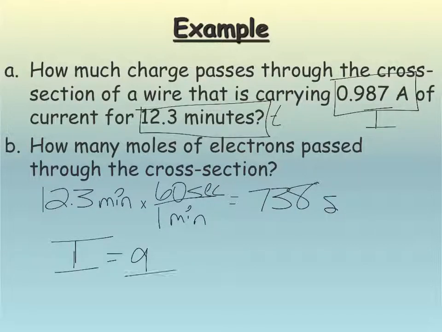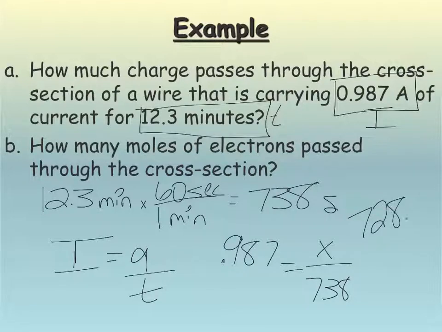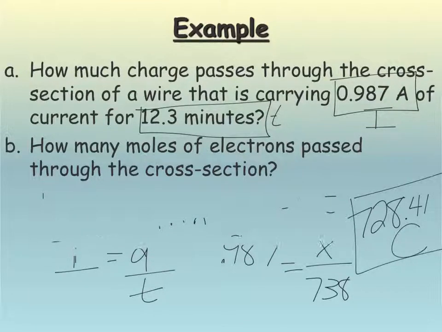Now I have my equation: I equals Q over t. My I is 0.987. I'm looking for my Q, and my t is 738. Cross multiply, and my charge is 728.41 coulombs. So that's the first part. Now it wants to know how many moles of electrons pass through the cross section. Let me erase some of my work here so we've got some room, because I like to write big.